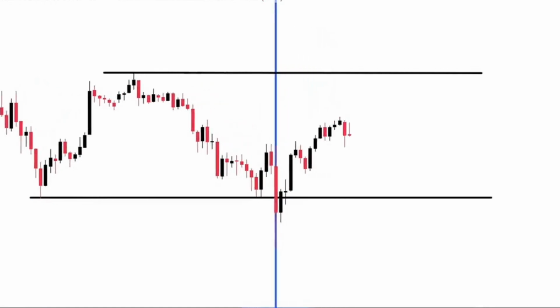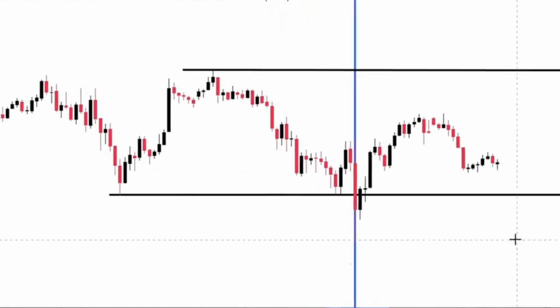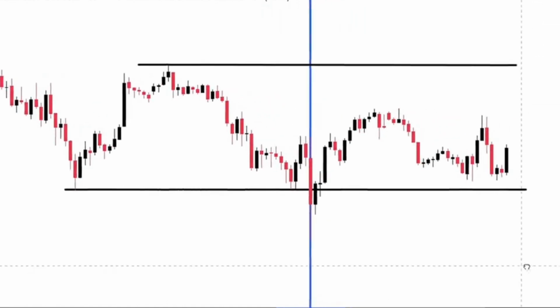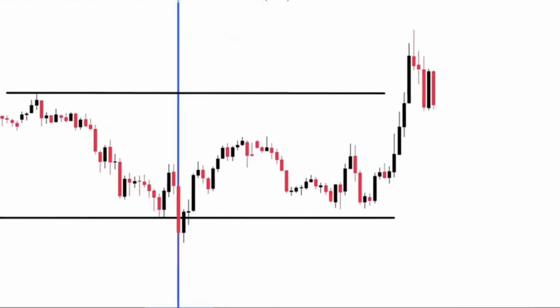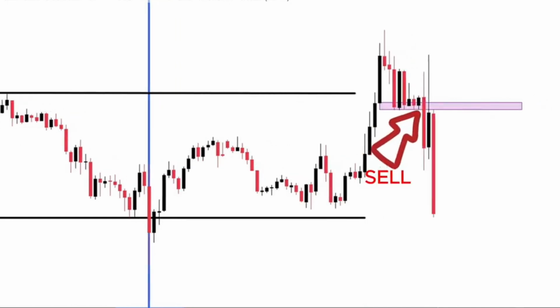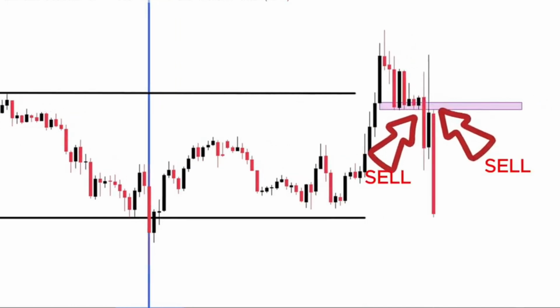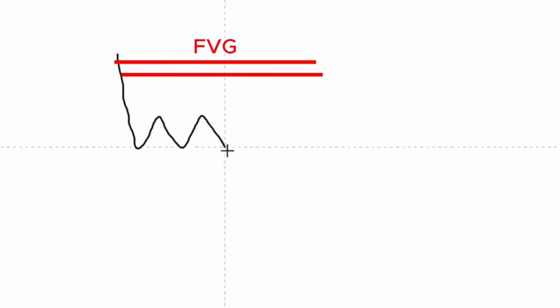Wait for one liquidity to be taken down. In this case, we can use the following as a market structure shift level. We have 2 entry opportunities. We can sell short on the breakdown, or we can sell short on the retest after the zone has flipped into a resistance.